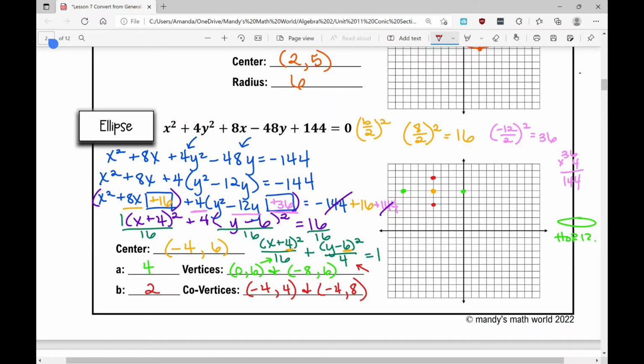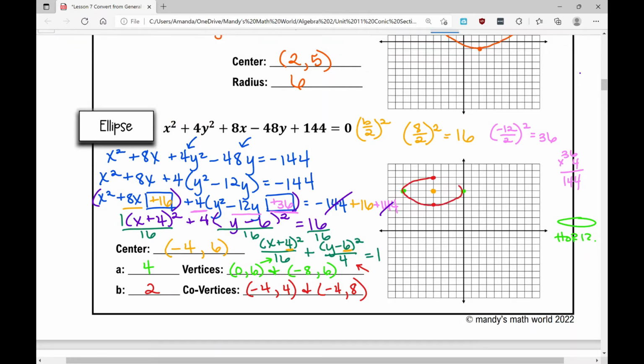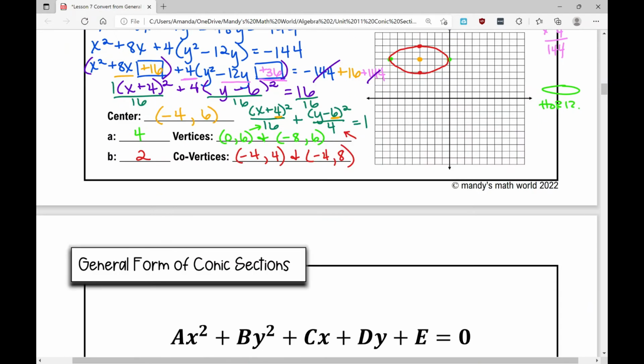And then if I graph this ellipse, it's going to look just like this. So let's move on to our last two examples.